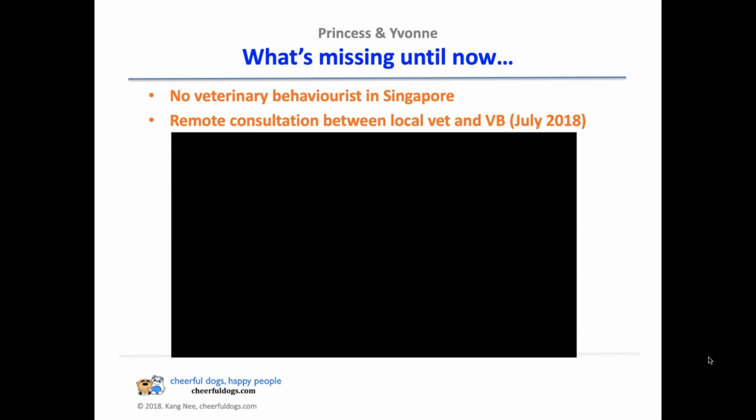But for Princess, it's still a work in progress because we've only just started the medication. So right now we're working on titrating the dosage of trazodone to see what would be the optimal mix for her.